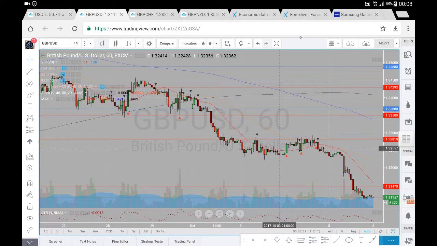So this is the pound USD analysis for Friday the 6th of October. Now, what have we seen? We've seen prices sell off quite a bit on the pound USD.